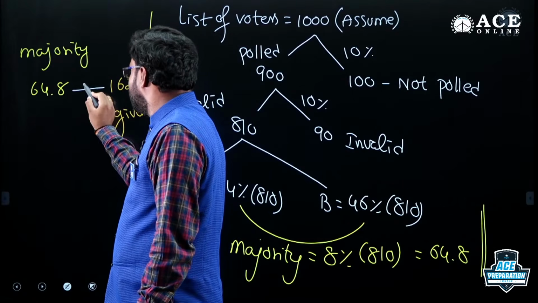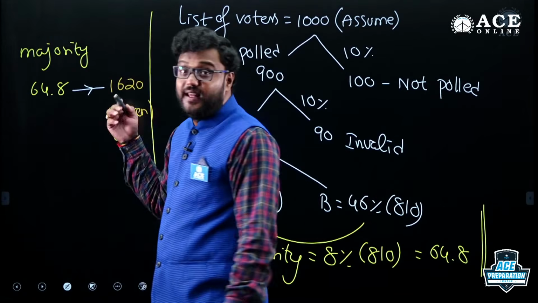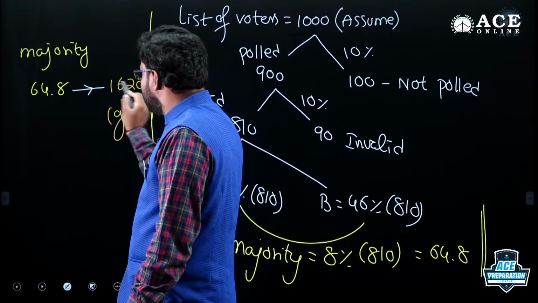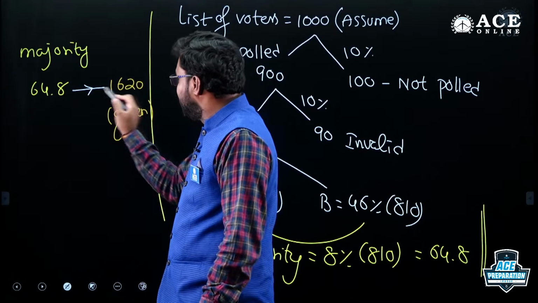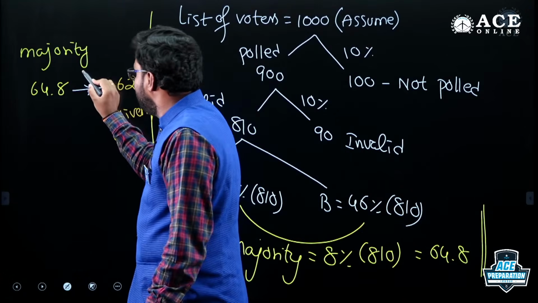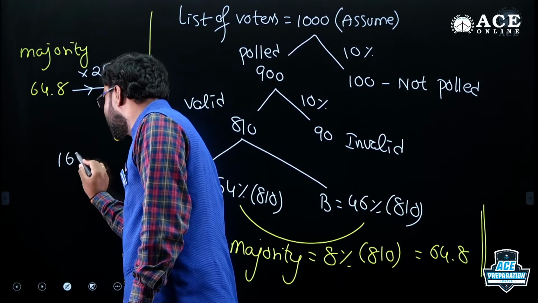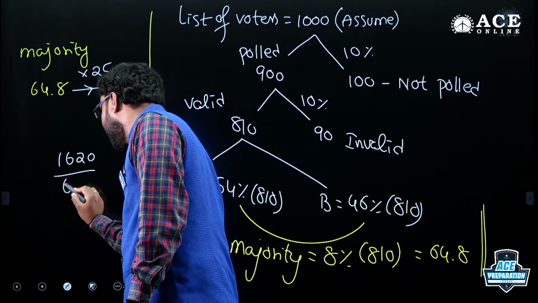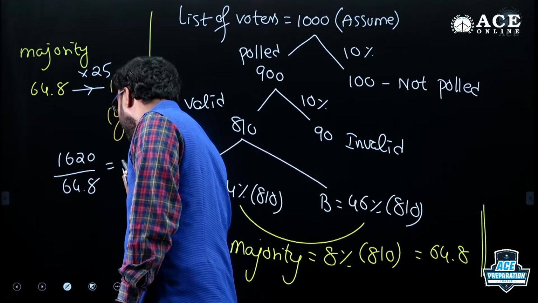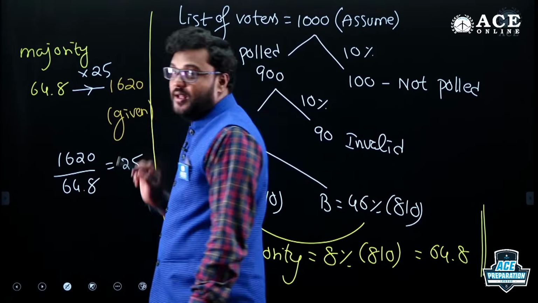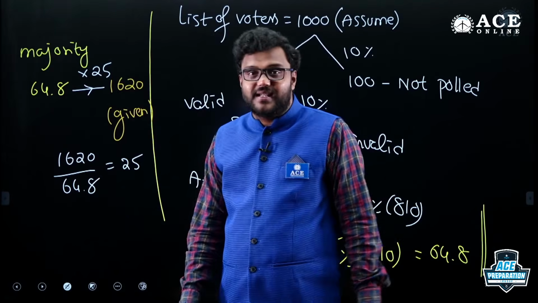64.8 becoming 1620 means we have to find the multiplication factor. If it is increasing, it means multiplying; if it is decreasing, division. Here it is into 25. How do we know it is into 25? 1620 divided by 64.8, if you do, we get 25. Here, I call this the correction factor. This 25 is nothing but the correction factor.